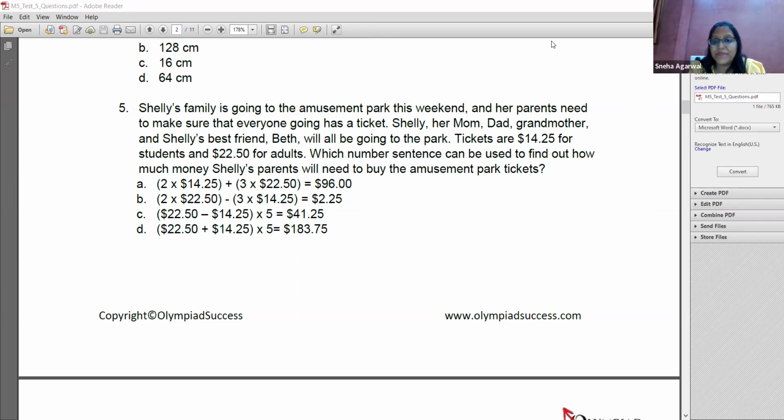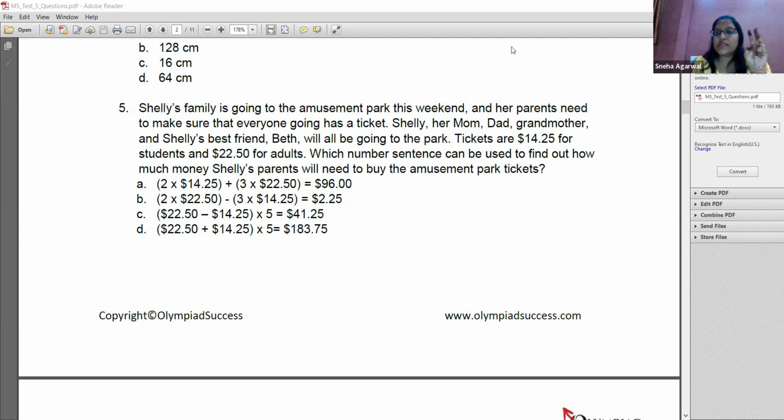So tell me, how many children are there, guys? How many children and how many adults? Come on, tell me. Yes, that's correct. 2 children and 3 adults. Yes, very good. So here, Shelly and her friend Beth, these are the 2 children, right? And her father, mother, and grandmother, these are 3 adults.